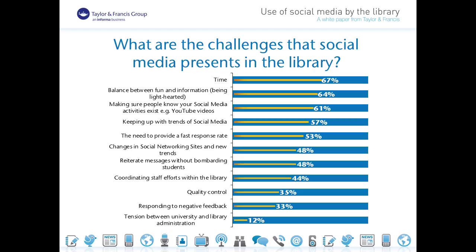Moving on to challenges, it's probably no surprise that the most significant challenge which the survey respondents cited was seen to be time and resource, with 67% saying that this was a challenging issue for them. This was then followed by judging an appropriate tone for communications, so whether to use a formal versus an informal voice, with 64% citing this as being a challenge for them. And then making sure that others were aware of the library's social media activities in the first place was cited by 61%.